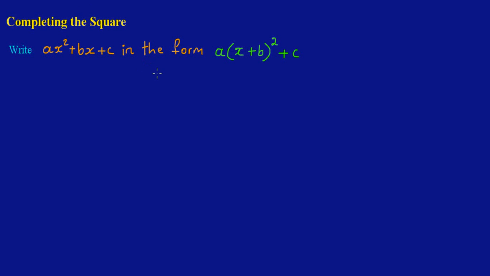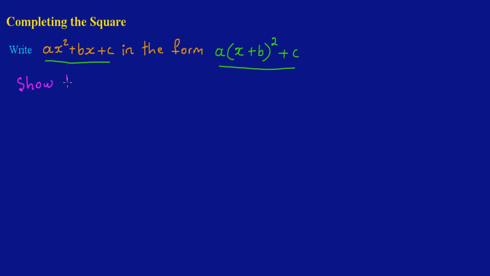Hi guys, in this video we're going to be looking at how we write a quadratic expression ax squared plus bx plus c in the form a times (x plus b) all squared plus c. Now basically this form of a quadratic and this form, it's really the same thing, I mean they are equivalent, right?